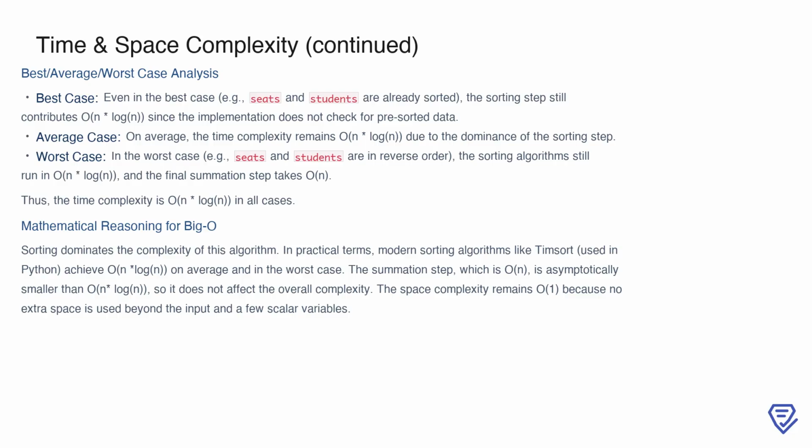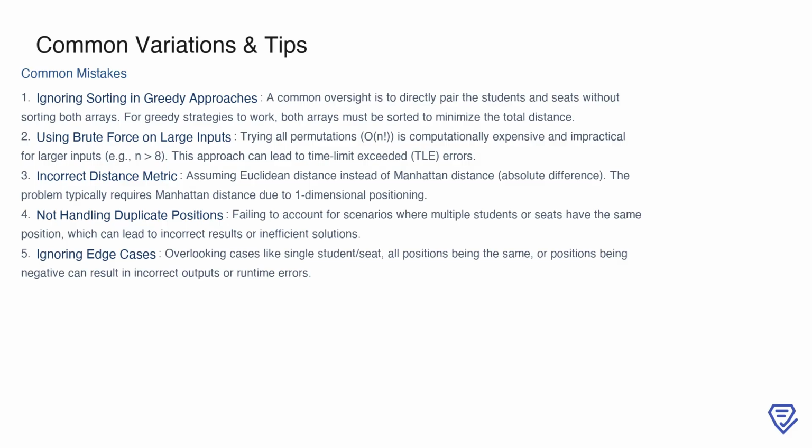Mathematically, this is because modern sorting algorithms, such as timsort, achieve O(n log n) in both average and worst cases, and the O(n) summation step is negligible in comparison. Regarding space complexity, the algorithm uses no additional space beyond the input arrays and a few temporary variables, keeping it at O(1). When tackling this problem, there are several common mistakes to watch out for.